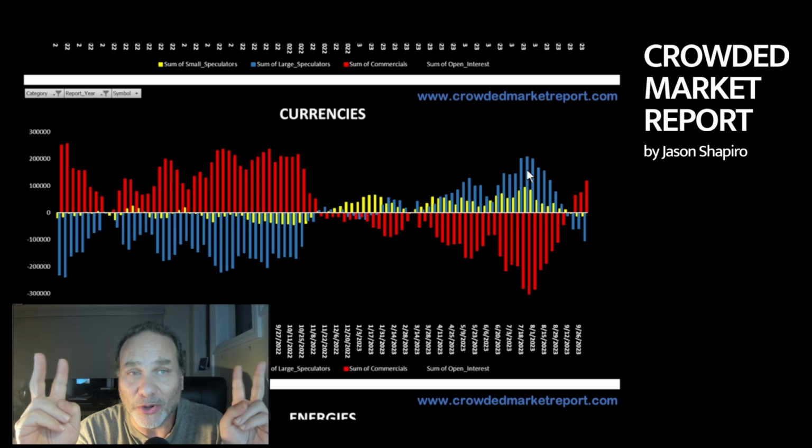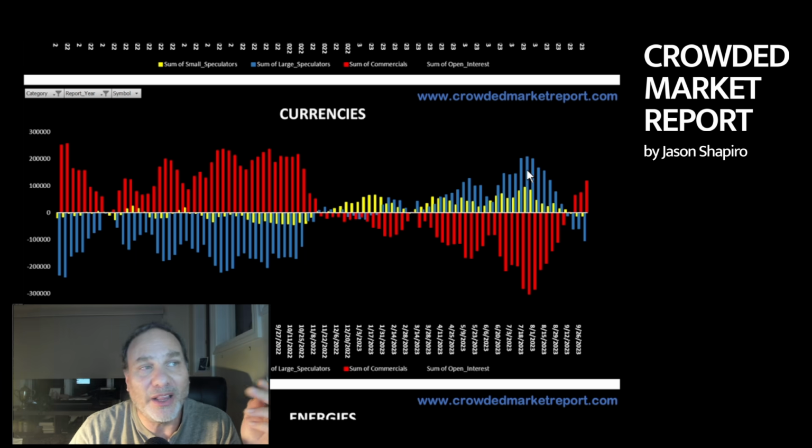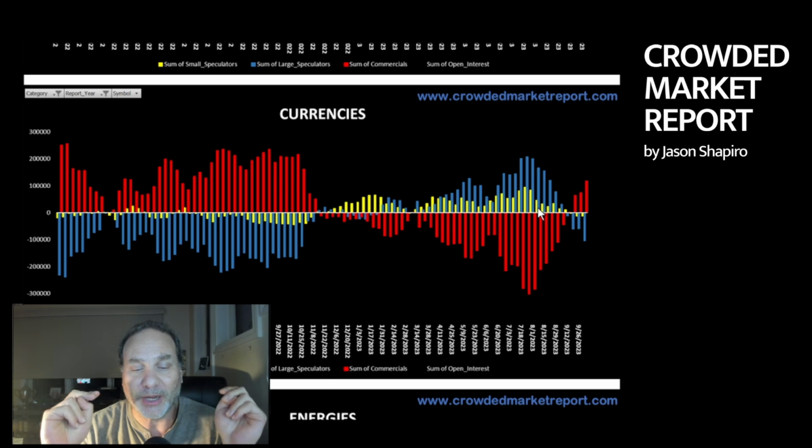So those I call large speculators. You can call them reportable positions. And the yellow line is everybody else that doesn't have to report. People that are 1 lotting, that are 5 lotting, that are 10 lotting. Those are non-reportables, or what I call small speculators.